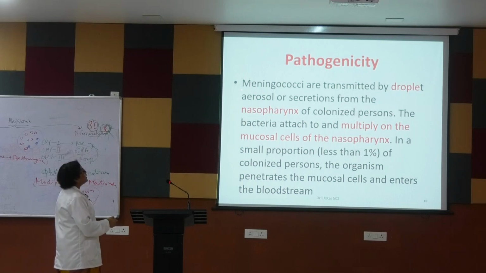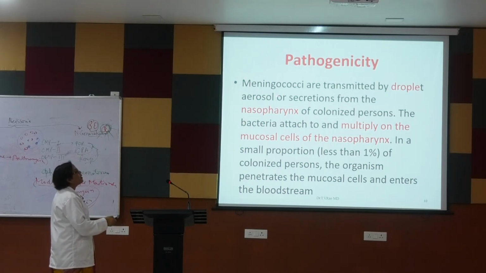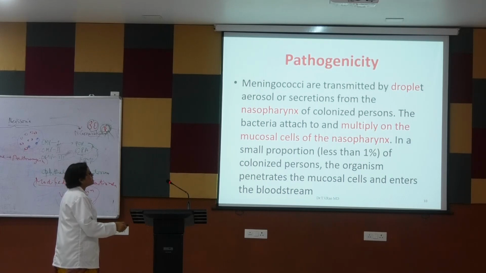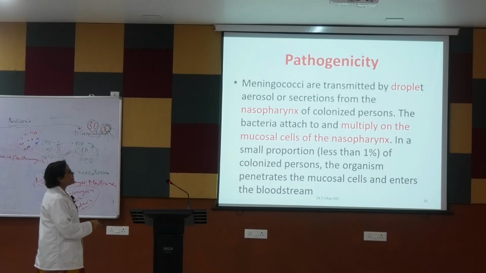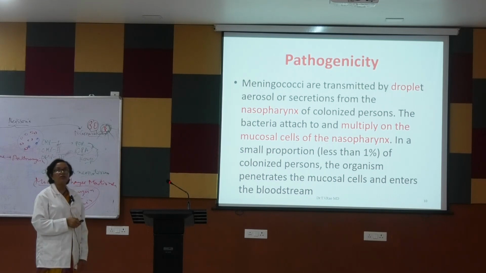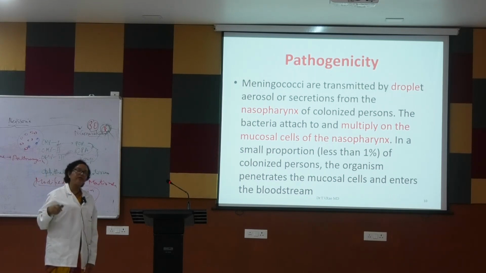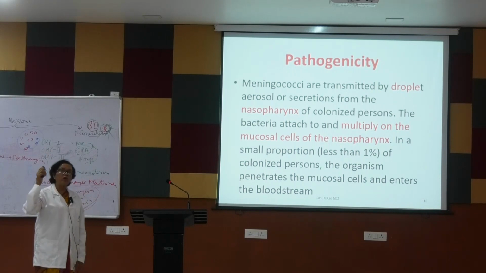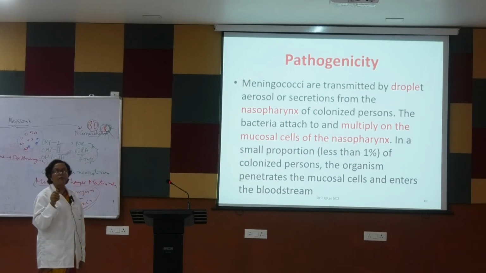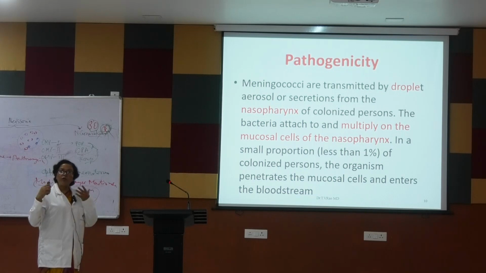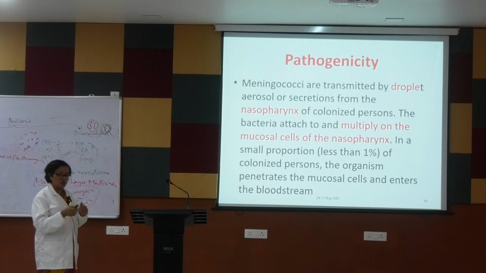Pathogenicity: meningococci transmitted by droplet reach the nasopharynx of a colonized person, multiply on the mucosal cells of the nasopharynx, and enter the bloodstream. Ultimately they reach the CNS and cause meningitis, but before that, meningococcus may produce some symptoms, and there is also Waterhouse-Friderichsen syndrome.